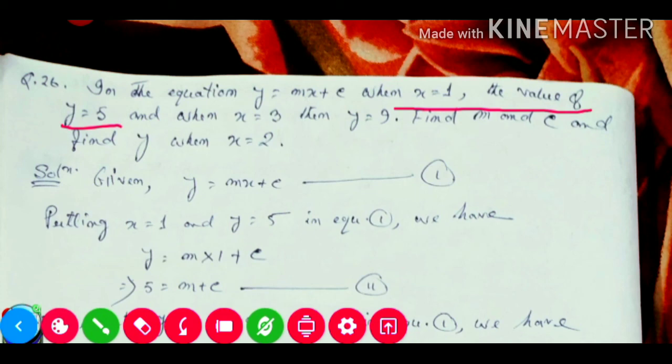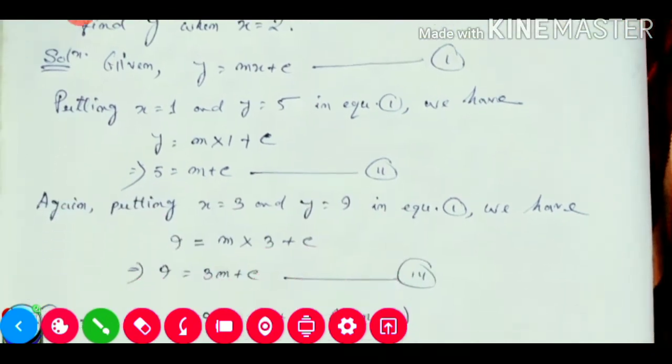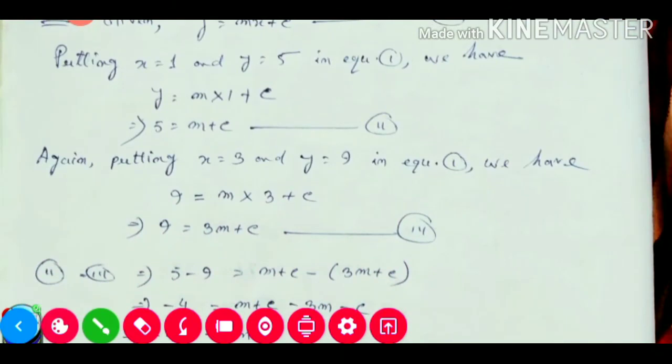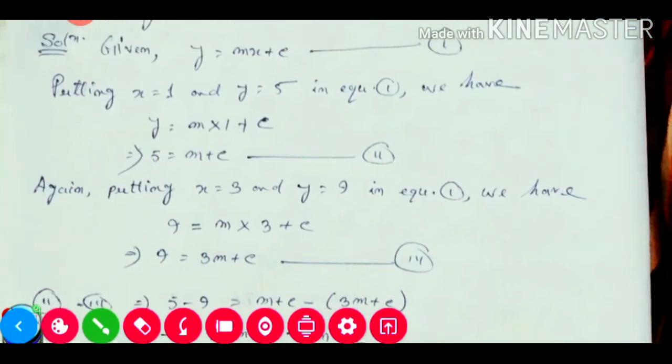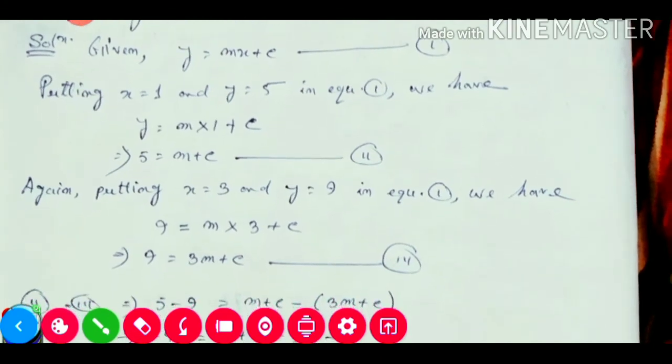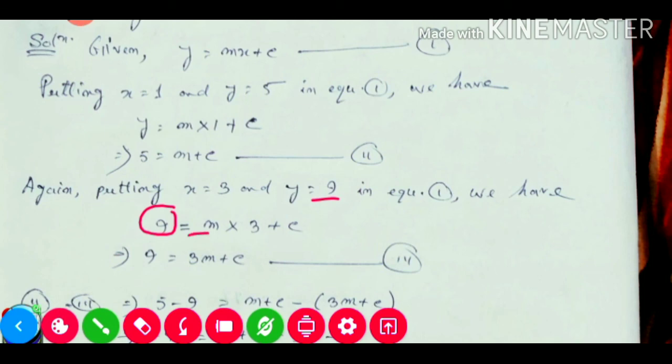Now again, given when x is equal to 3, y is equal to 9. Again, this value we need to put in equation number 1, when x is equal to 3 and y is equal to 9. So putting x equal to 3 and y equal to 9 in equation number 1, y is equal to mx plus c. So the y value is 9, m into the x value, which is 3, plus c. So if we multiply, it will be 3m plus c.